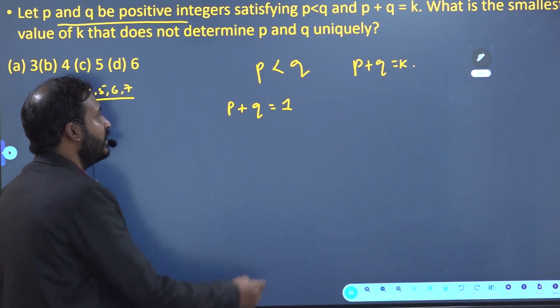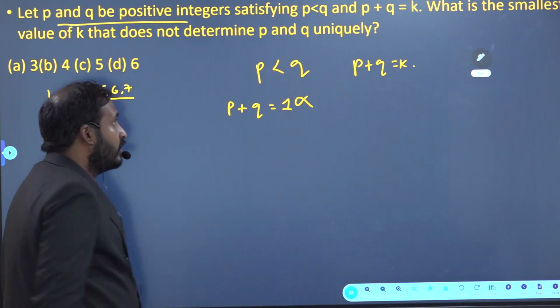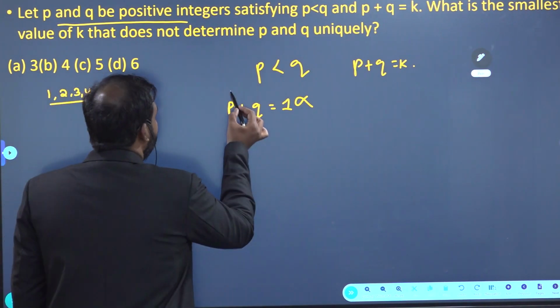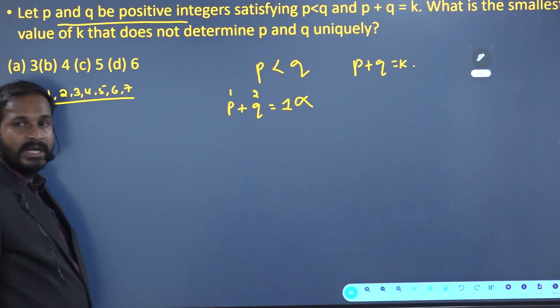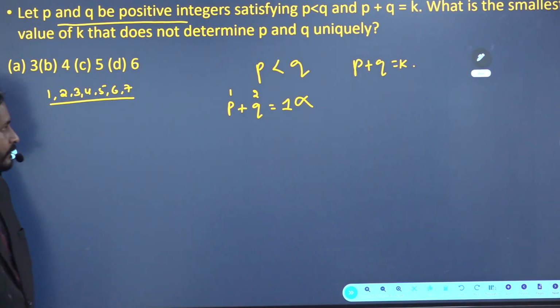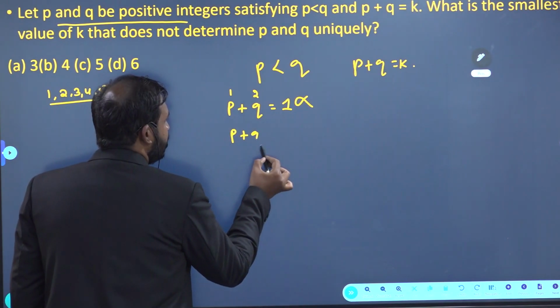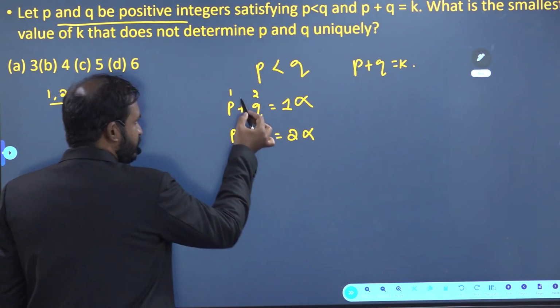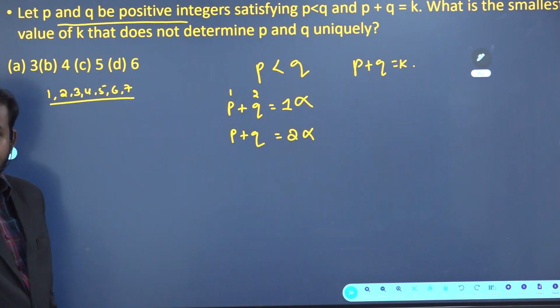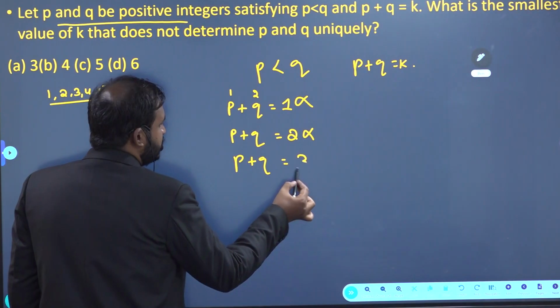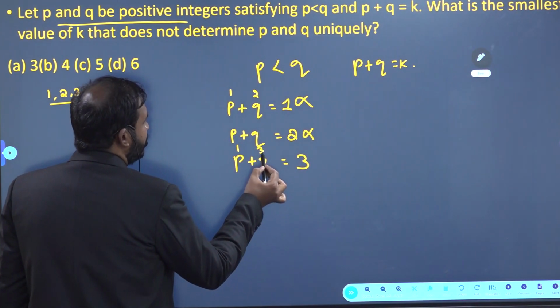Now p plus q value as 1, it is not at all possible. What is the reason? The p value should be less than q. Can I take the k value as 1 here? Not at all possible. Why? Because in the best case I can take p and q values as 1 and 2. So that is not possible. Next, for p plus q, can I take 2? Not possible. Just now I told you I cannot take equal values like 1 and 1. So p plus q I will take as 3. Yes, there are possibilities.